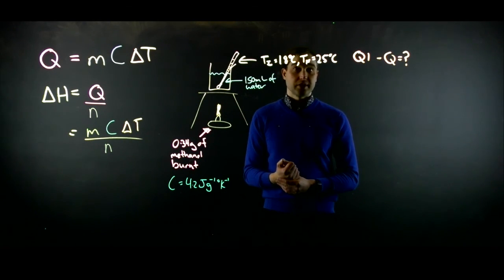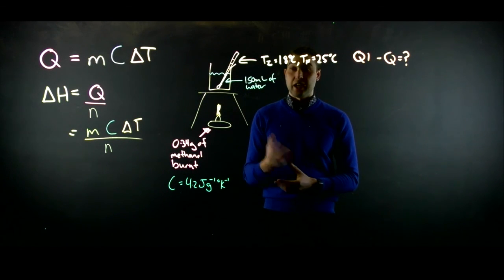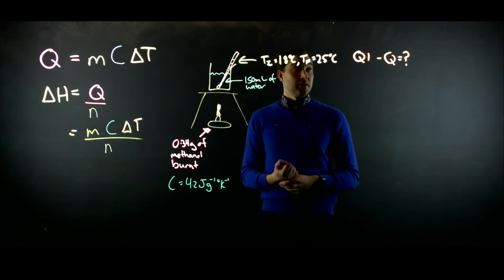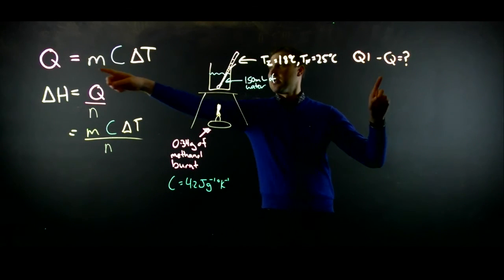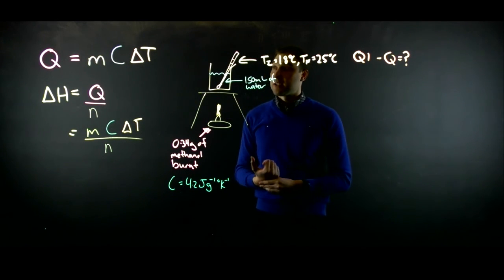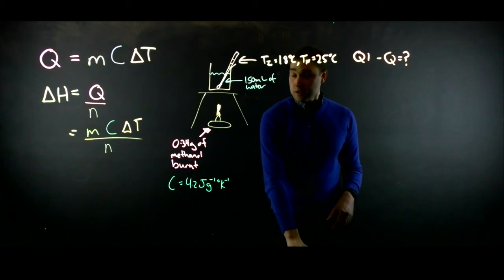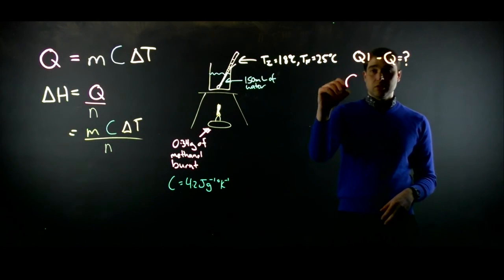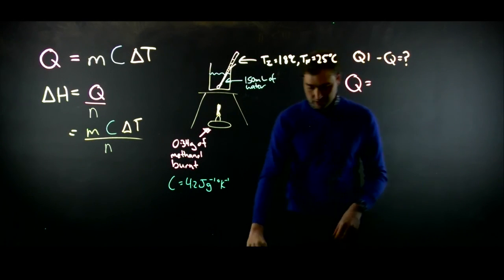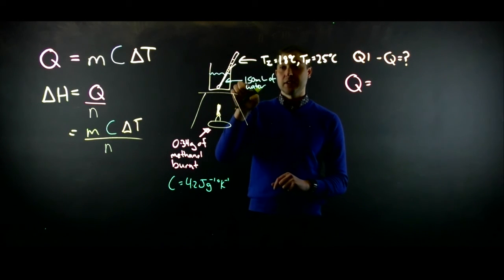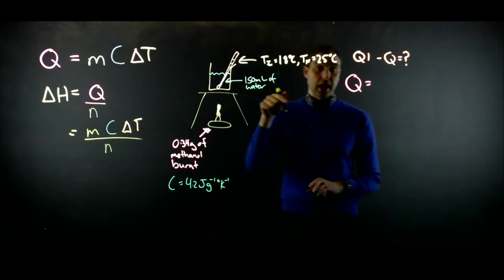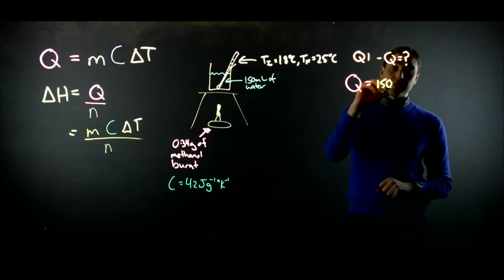So the first question is: calculate the heat energy in kilojoules absorbed by the water in our system. Let's do that. Because it's asking for the heat energy being absorbed, that's a Q value. So we're going to use our formula here, Q equals mc delta T. Let's have a look at our bits here. Q is equal to our mass. Remember, that's the mass of water that we're heating up. In this case, 150 mL of water is being heated up, so that's 150 grams of water.